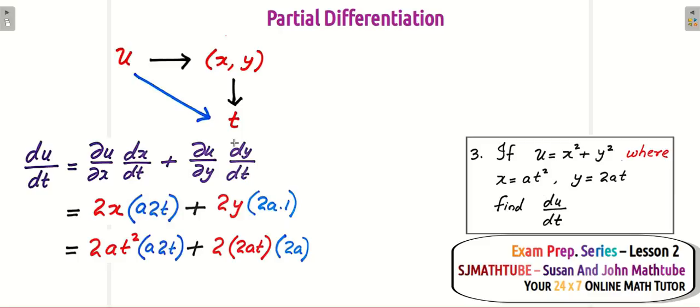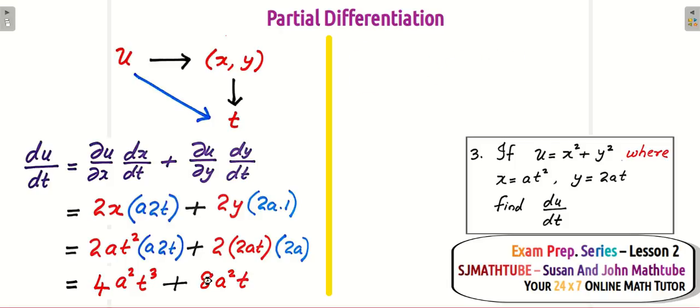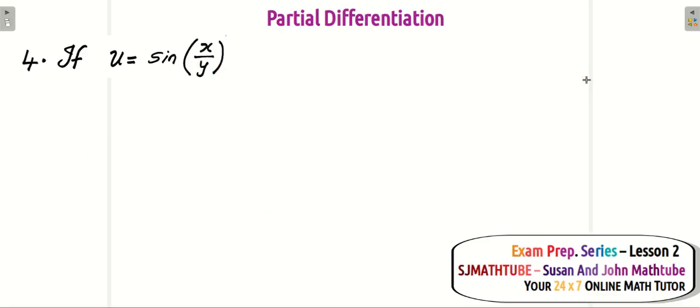And remember, the answer must be completely in terms of t. So I'm replacing x with the value of x given over here and y with the value given here. And simplify. And finally, if you want, you can take common, and that's it. This is the answer. So let's try one more question, and that's very important. Please make sure you put some star or something. So this has been asked many times.